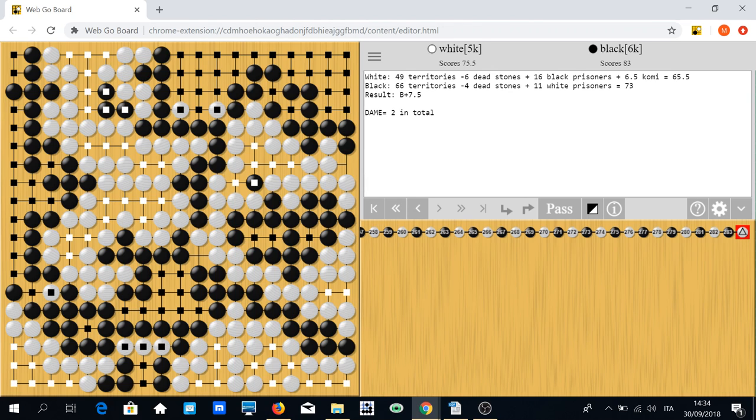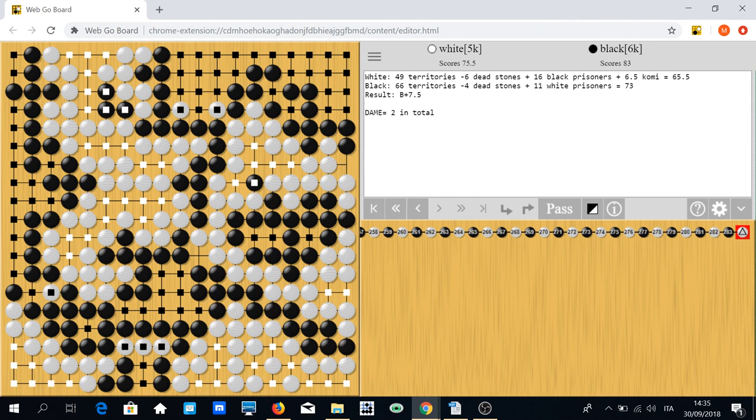So let's have a look for black. Black has, if you count the black squares, 66 territory points. You are free to make this calculation. You have to subtract 4 dead stones, 1, 2, 3, 4. You have to add 11 prisoners since black captured 11 white stones during the fight. So it adds up to 73 and white adds up to 65.5. So the result gives black wins by 7.5 points. So black is winning here and white lost the game.